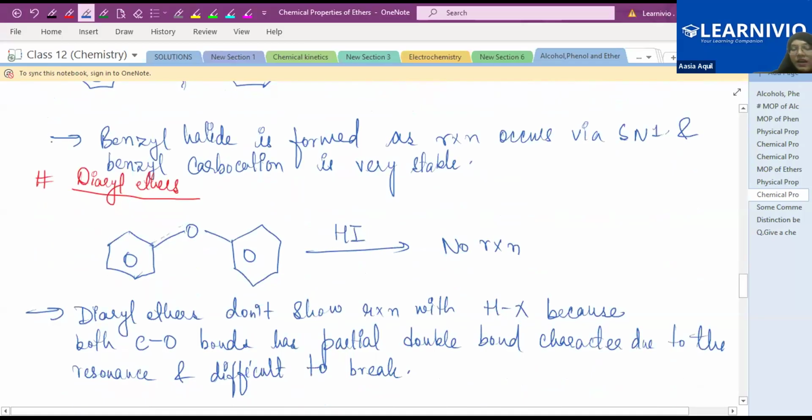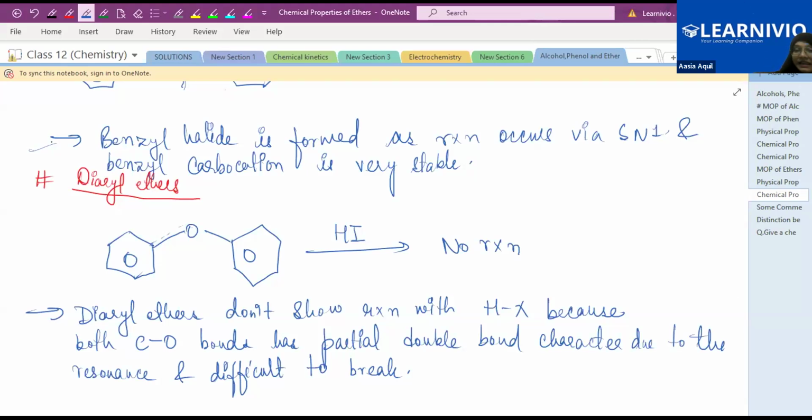Okay, so benzylic halide is formed as the reaction occurs via SN1. And the SN1 reaction, you know very well, occurs via a two-step mechanism. In the first step, there will be a formation of carbocation, and in the second step, the attack of the nucleophile.